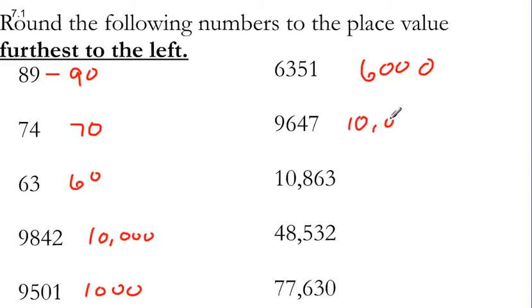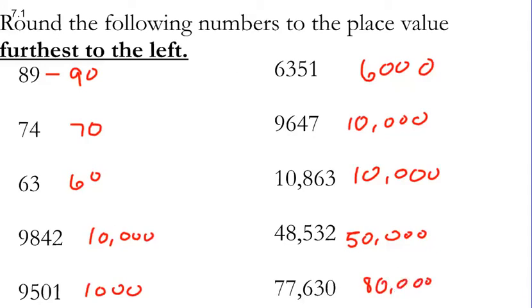9,647 becomes 10,000. Here's what caught a few students off guard. 10,863 becomes 10,000. Some students said this was 11,000 before, but it is not. It is 10,000. 48,532 becomes 50,000. And last but not least, 77,633 becomes 80,000.